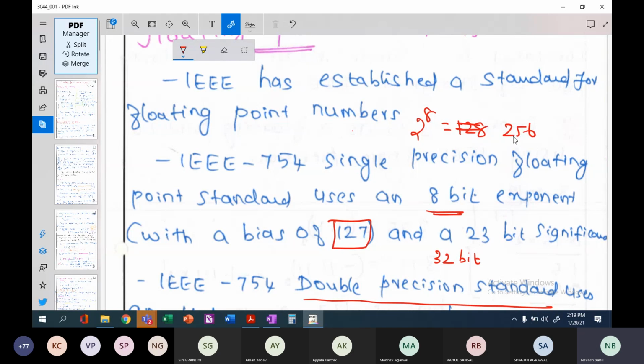Okay, so half of 256 is going to be 128, right? So the biasing value is going to be 127, excluding the zero. So 127. That will be your biasing value.